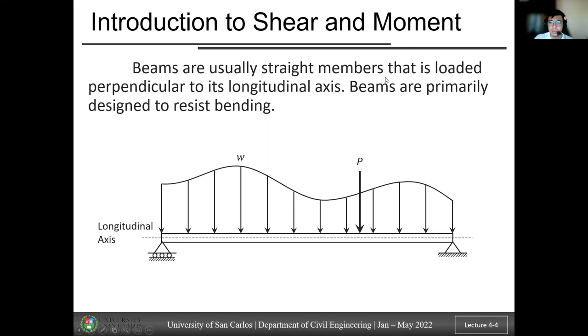Okay, so beams are loaded perpendicular to its longitudinal axis. Of course the longer axis has the load, and most likely it's the load coming from the slab. That's why later on when you go to reinforced concrete, most of the load that will be applied to your beams are uniformly distributed.